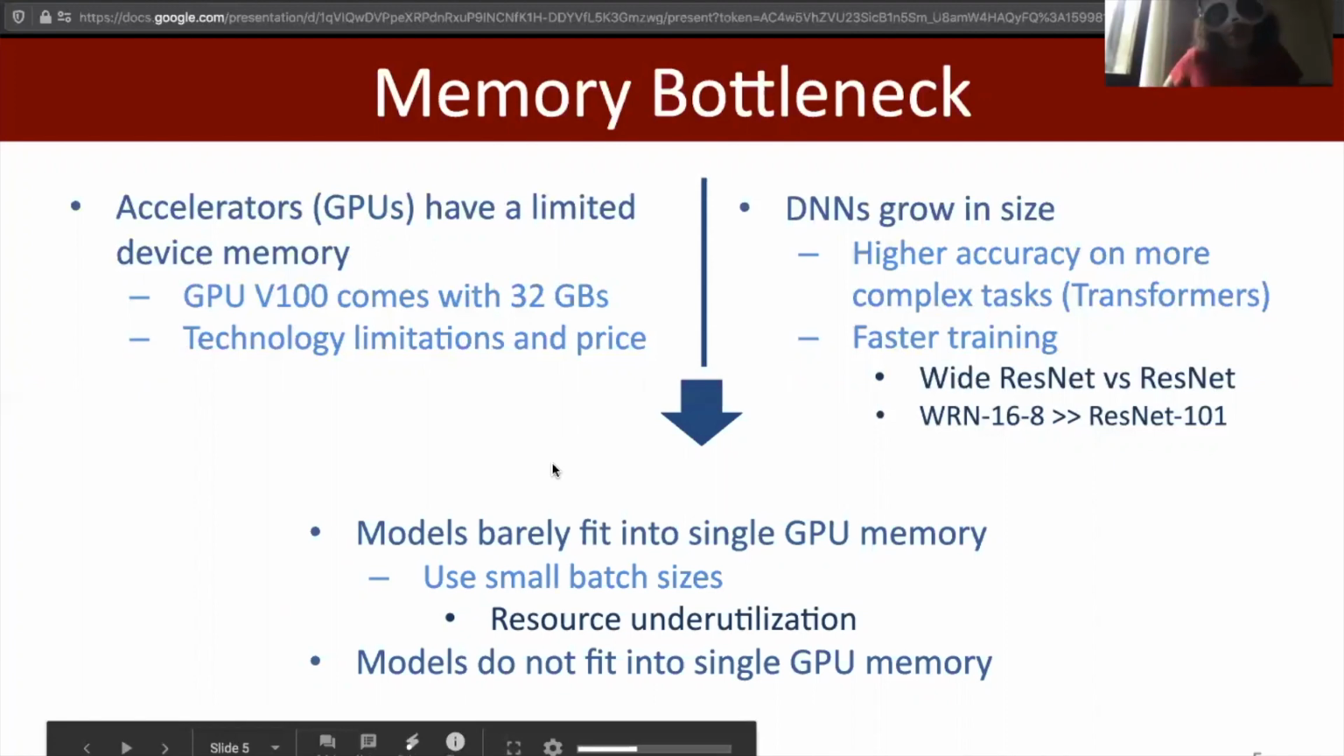And there are some models that barely fit into the GPU's memory if you use a very small batch size. And small batch size means resource underutilization. And for models that don't fit into a single GPU, you have to do something so that the model can fit into a single GPU.